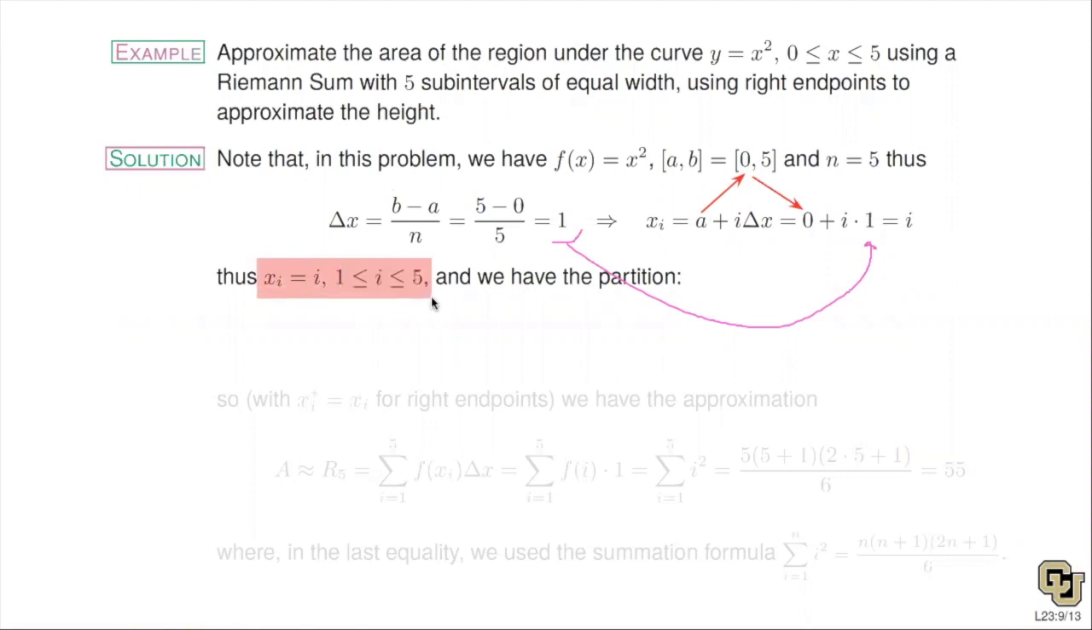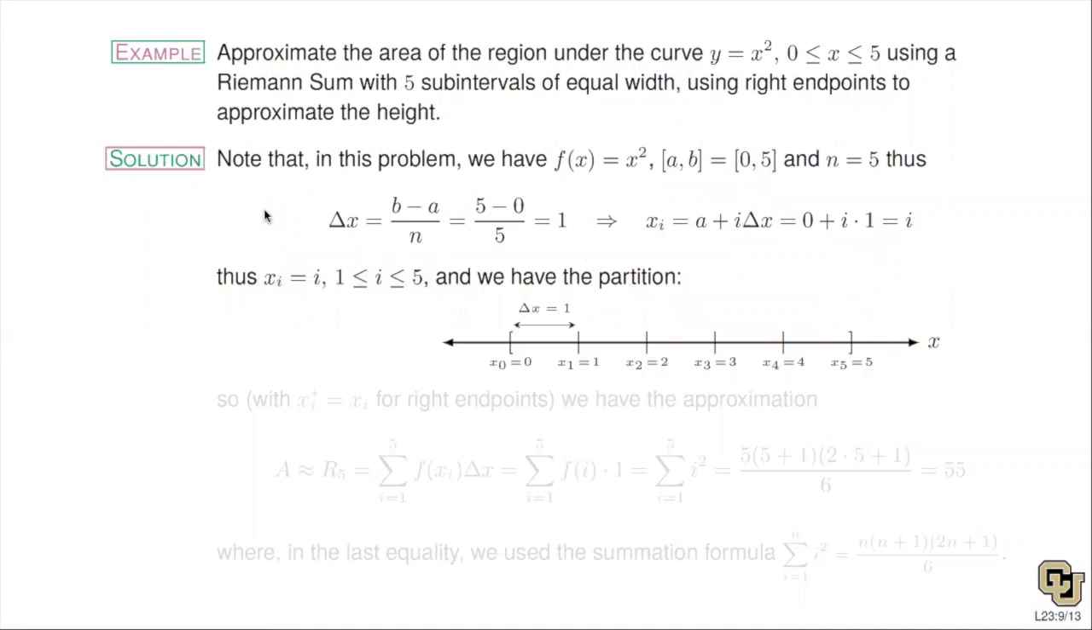That's the number of partitions, so that's where I'm getting the 5 from, I going from 1 to 5. And so at this point, what we've discovered are the mile markers for the partition. It's very important to understand what we've discovered. Using this information that x sub I equals I, I can figure out that x sub 0 equals 0.